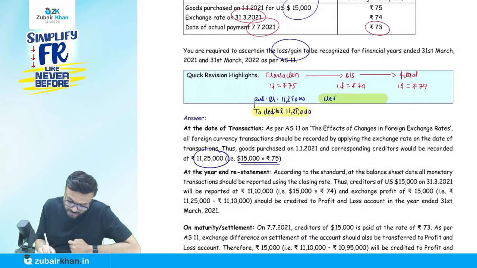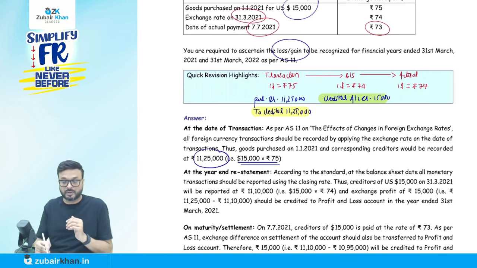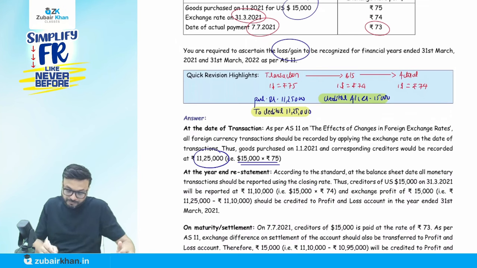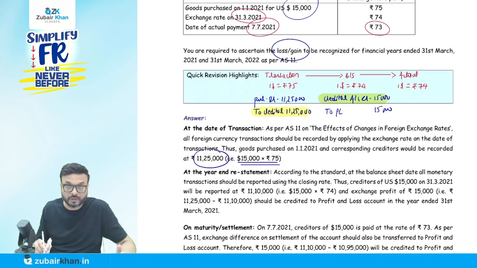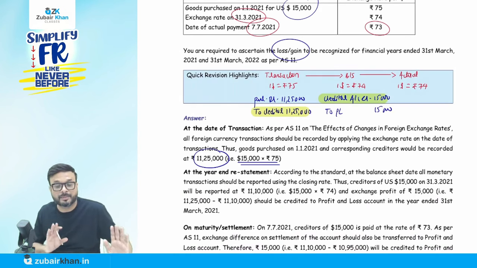So the creditor account will be debited. That is how much? 15,000, because instead of 75, I'm going to pay 74. So 15,000 multiplied by 1, a difference of 1 only. And this gain or loss will go to P&L account, foreign exchange gain. This is the balance sheet date position.